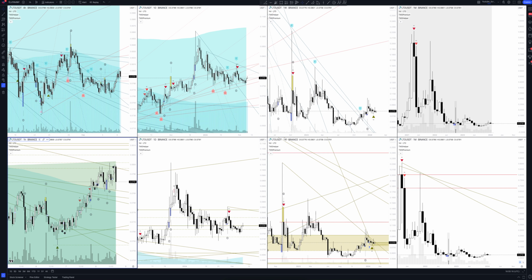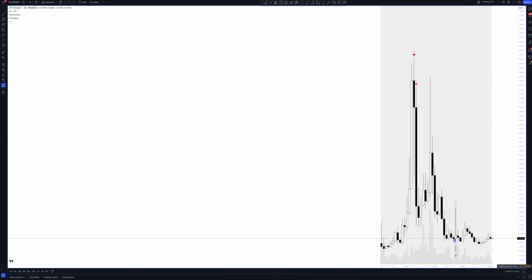Today we will take a look at LTO Network cryptocurrency. Let's analyze the market situation and find out how you can make money on it. Let's start. We always start our analysis from the global market.